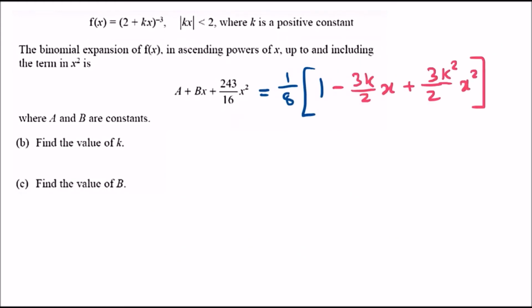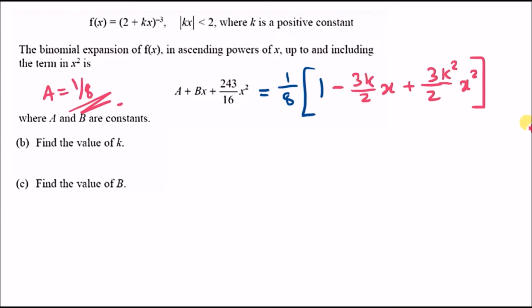Okay, here we go. Parts b and c. So here we need to find the values of k and b respectively. We already know that a was 1/8, wasn't it? Let me write it down here: a equals 1/8.